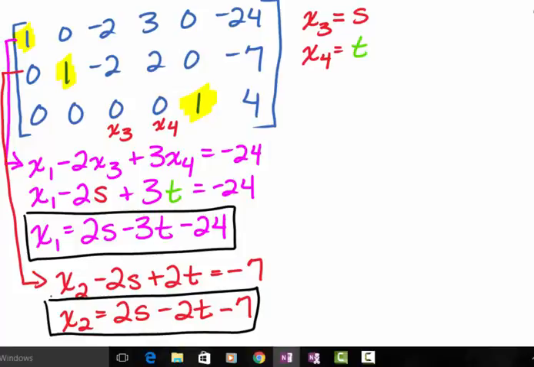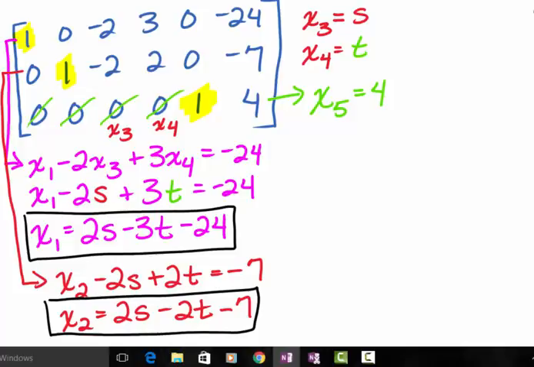And then finally, the third equation is actually the simplest of them all. Let's just pull it out here. It's simply 0 x sub 1 plus 0x sub 2 plus 0x sub 3 plus 0x sub 4 plus 1x sub 5 equals 4. So that one actually has a specific value. x sub 5 has to be 4.